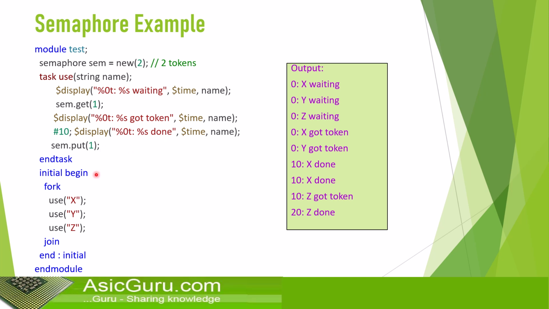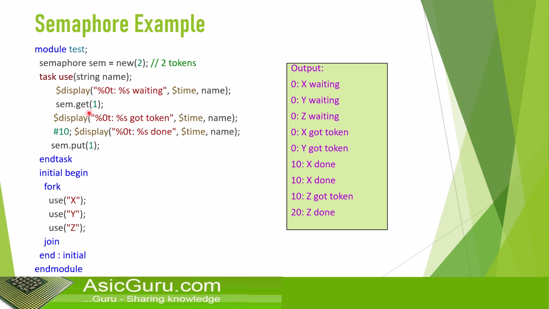In the initial block we are using the fork join construct, and it would run all the statements inside the fork join construct in parallel. So all the three tasks with argument value x, y, and z, they all would run in parallel. So when all begin execution at timestamp 0, it would print at timestamp 0 x waiting, at timestamp 0 y waiting, and at timestamp 0 z waiting.